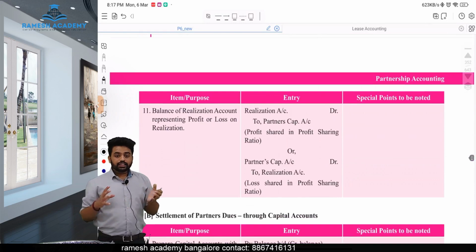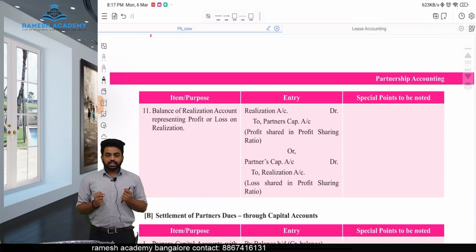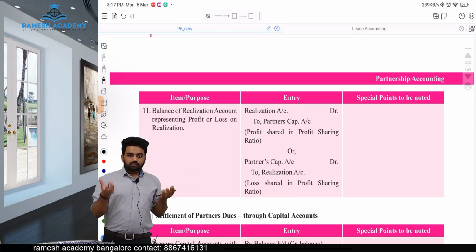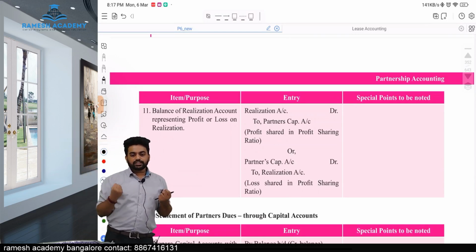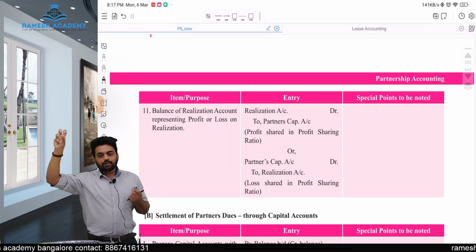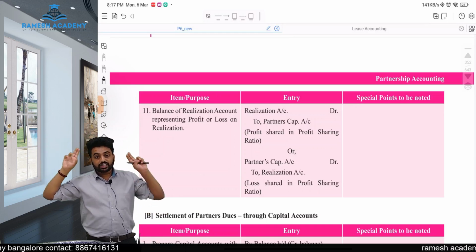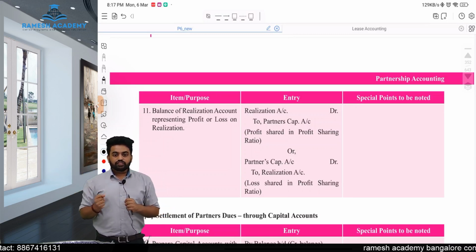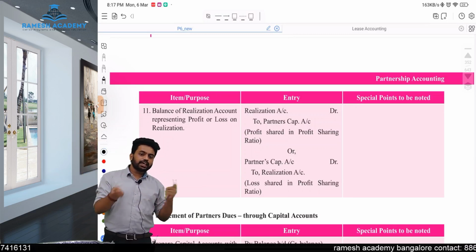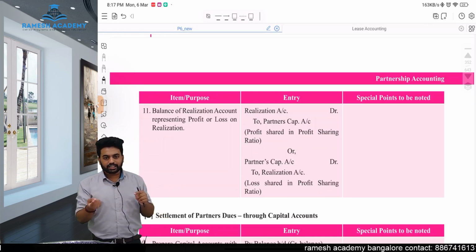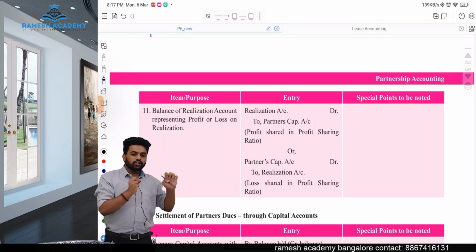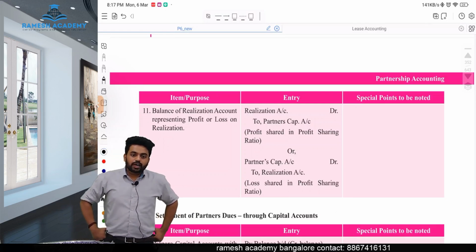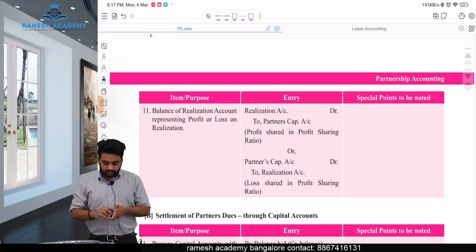Later, whatever might remain, if realization shows a debit balance, which means it's a loss, you have to recover it from the partners. So what will be the entry? Partners' capital accounts debit in their profit sharing ratio to realization account. If the realization account shows a credit balance, which means it's a gain on realization, then you have to give credit to your partners. So what will be the entry? Realization account debit to partners' capital accounts in their profit sharing ratio.